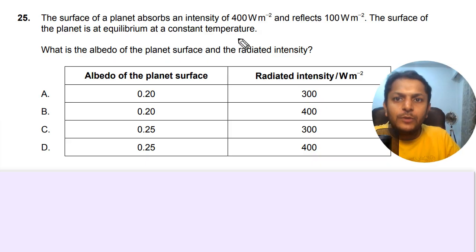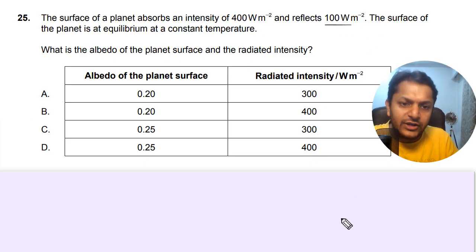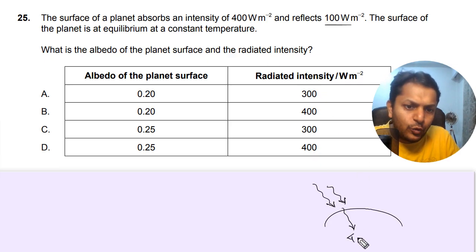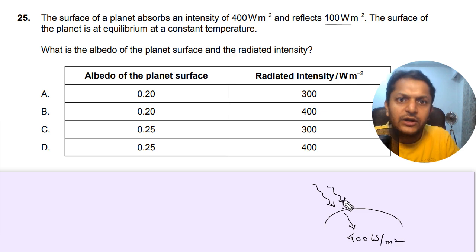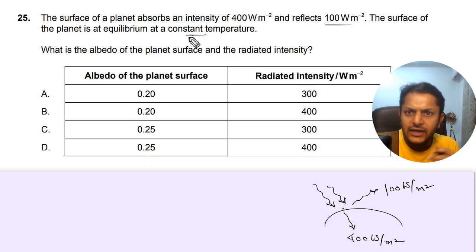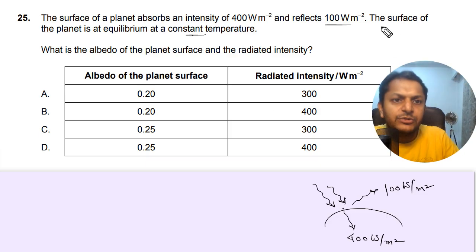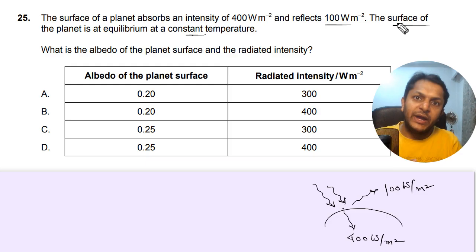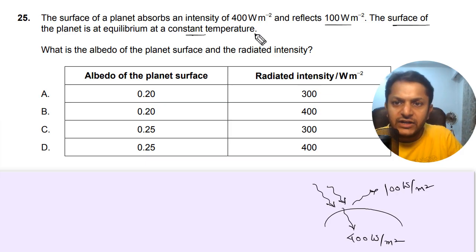25. The surface of the planet absorbs an intensity of 400 and reflects 100. So let's say this is the planet. Some energy is falling on it, and it absorbs the intensity of 400 watt per meter square and reflects the energy of 100 watt per meter square. The surface of the planet is at equilibrium at a constant temperature, because that is the condition of the equilibrium, that the total heat which is absorbed by Earth will be given out by Earth. Otherwise, the temperature of the Earth will increase. So they've just given you the condition in the second statement.